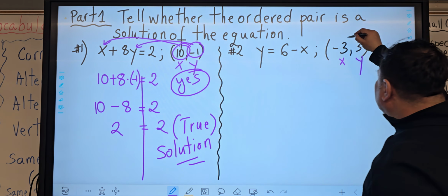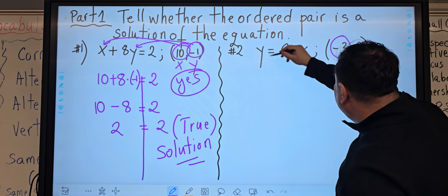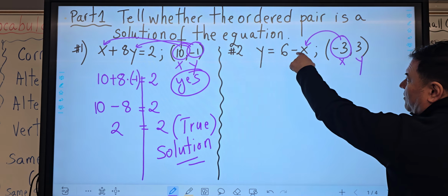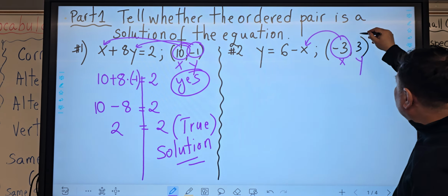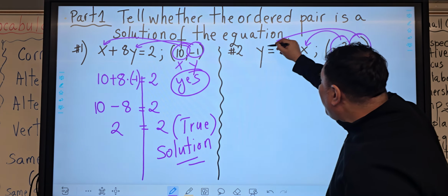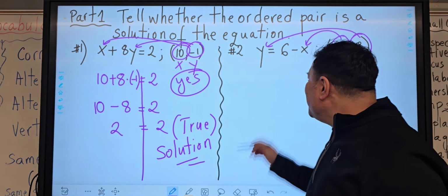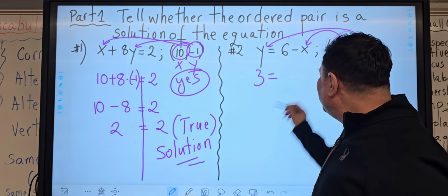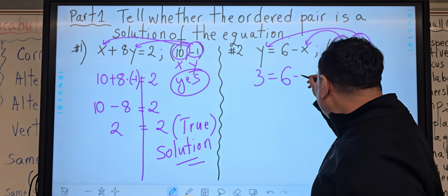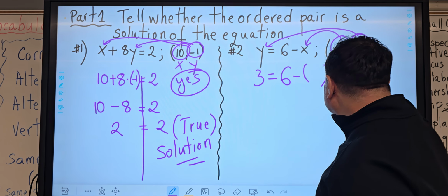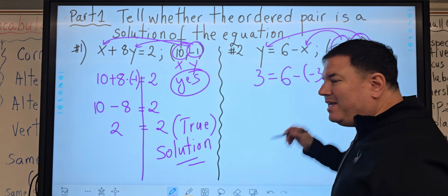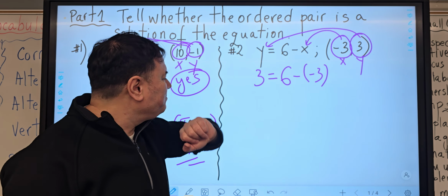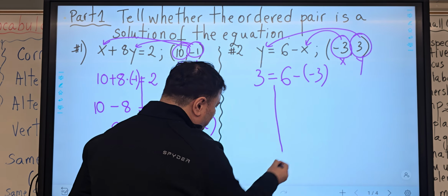The same thing. We are going to substitute x with -3. Be very careful here because we have two negatives. And then we are going to substitute 3 for y. And let's see what we get. So instead of y, we are going to put 3. 3 equals 6 minus, and don't forget to open a little parenthesis and put -3 in the parentheses because we have another negative here, right? -3. And now let's solve.